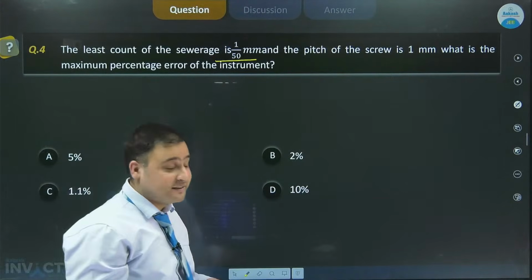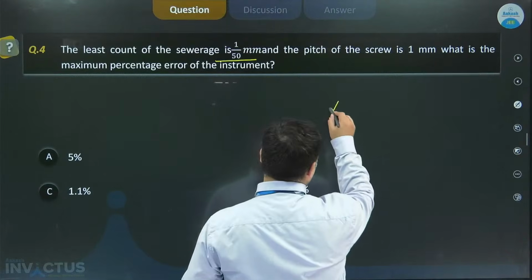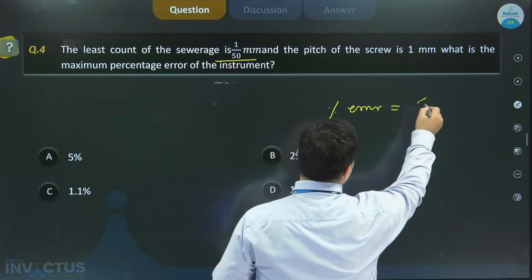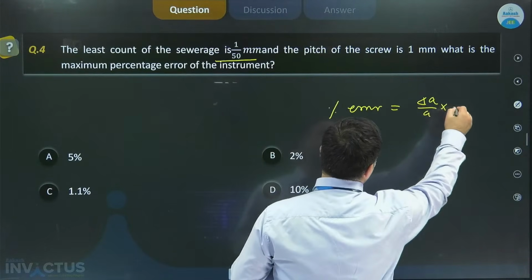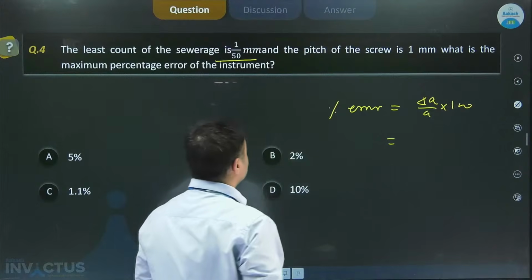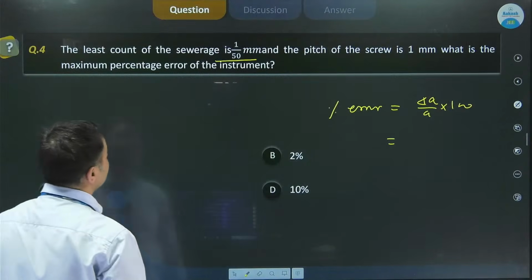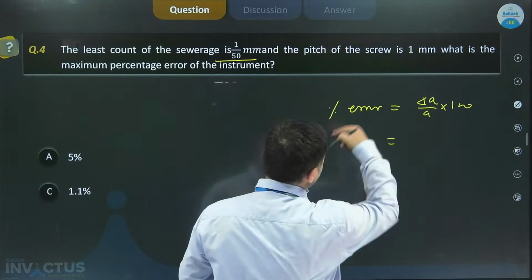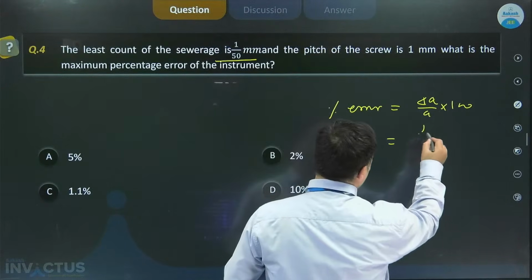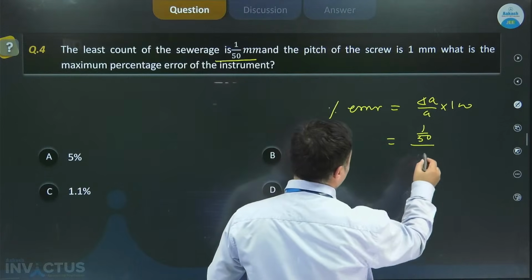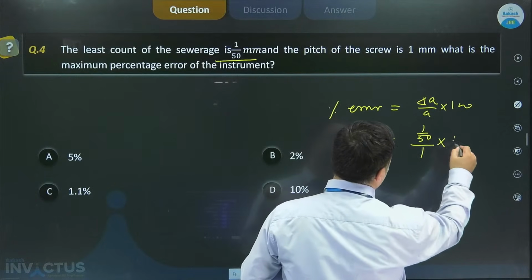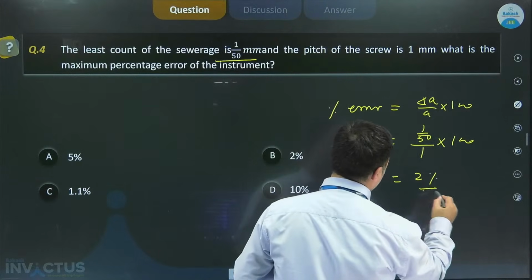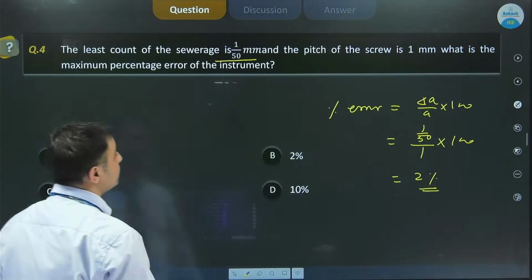So we all know that the percentage error in a measured value A is given by delta A by A into 100. The least count is given. So the error in the screw gauge is 1 by 50 and the error in the main reading is 1 mm. So it is 1 by 50 divided by 1 into 100, or on solving this we'll get 2% as the percentage error. So the correct answer should be 2.